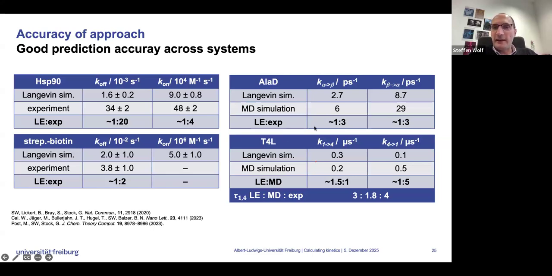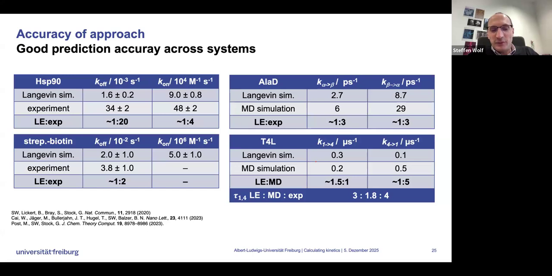example, peptides. Here, the alanine dipeptide, where we simulated the alpha-beta transitions with an accuracy of a factor of 3, and T4 lysozyme, an opening-closing motion that this protein has, we even obtain with an accuracy of 1.5 or of 5 for the system. So we have a very good agreement overall across the board.